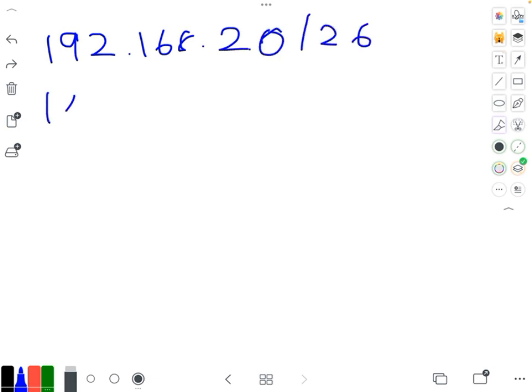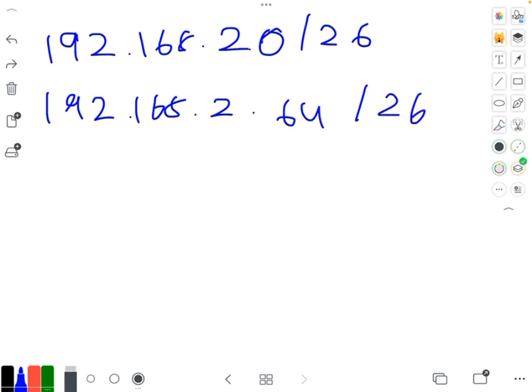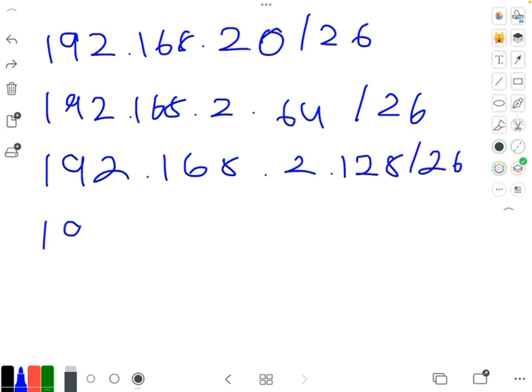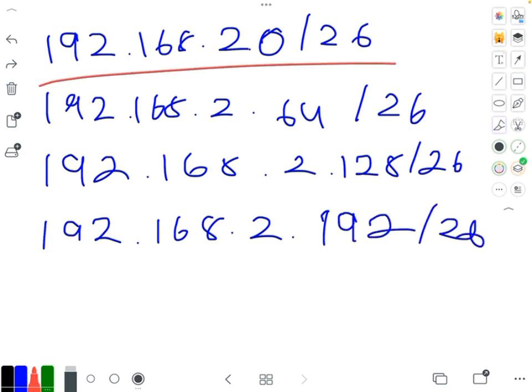With all the examples put together, our 4 subnets are 192.168.2.0/26, our second one 192.168.2.64/26, third one 192.168.2.128/26, and then the last one 192.168.2.192.